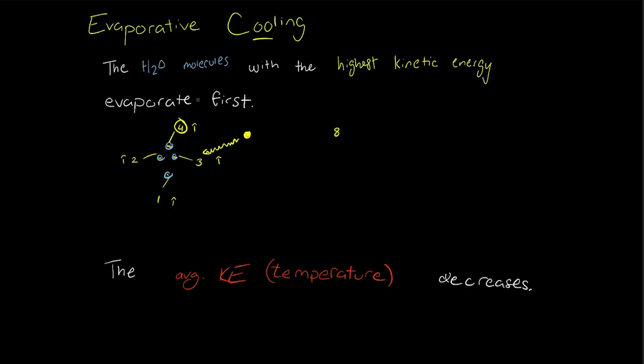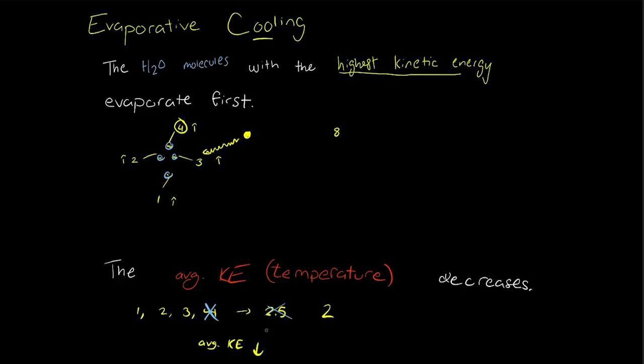That means that the water molecules that have the highest kinetic energy, remember that's what those numbers represent, evaporate first. As a result of this, if we now look at the average kinetic energy, with these 4 values, the average is 2.5. But when this one at the end evaporates, the new average is only 2. So the average kinetic energy has decreased.